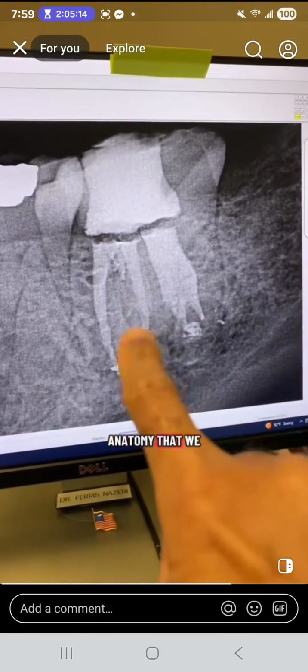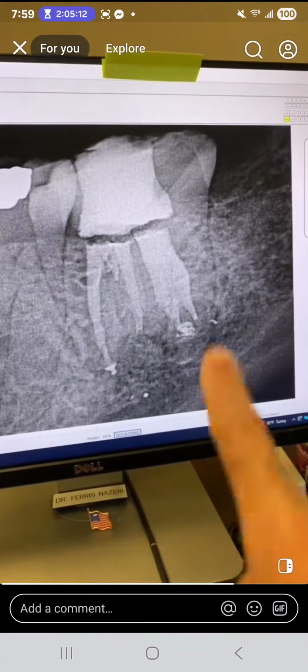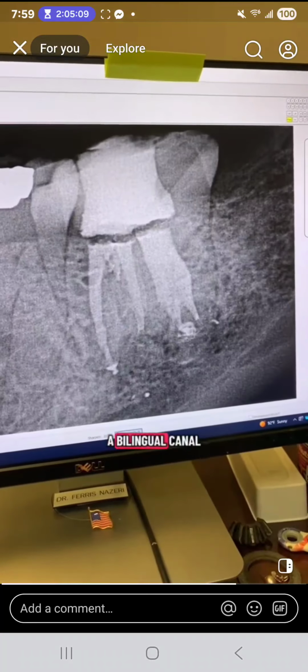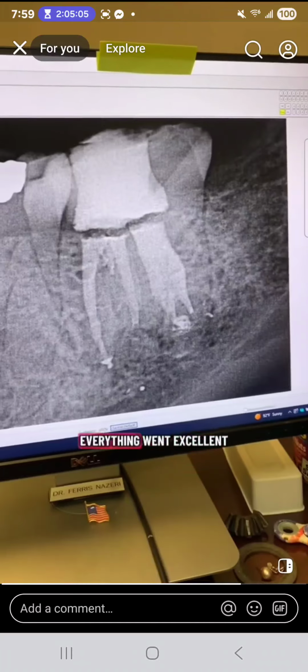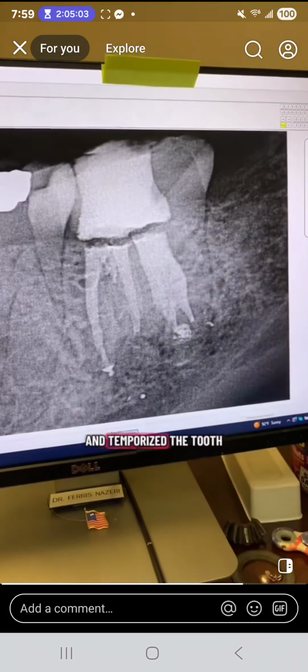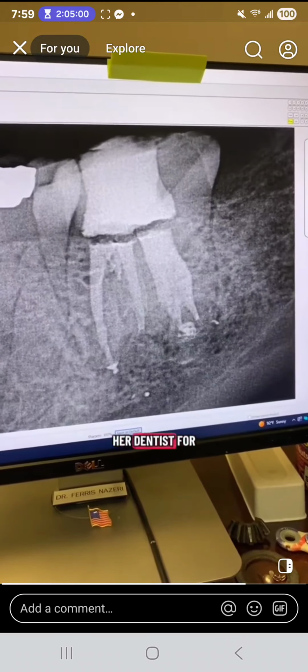But look at all of this anatomy that we were able to capture. Look at all of this. And as I said, a distal lingual canal system that was missed. As you can see, 4 canal systems, everything went excellent. We went ahead and temporized the tooth and referred the patient back to her dentist for the permanent restoration.